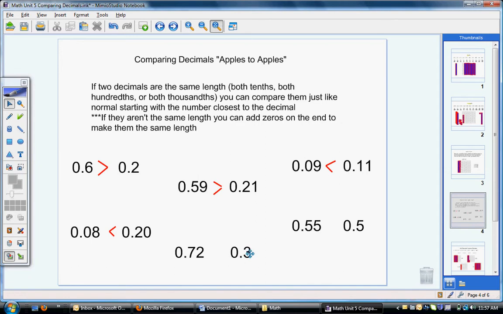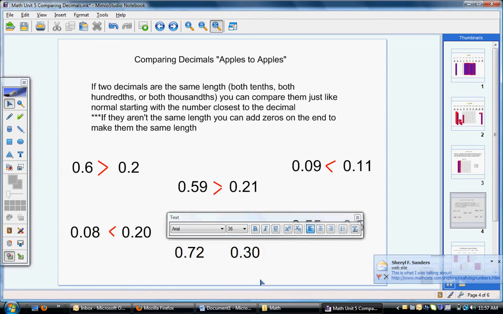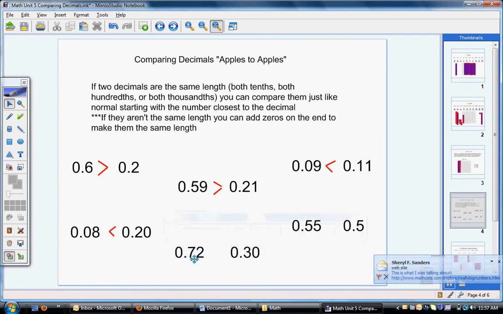If you were thinking I needed to add a 0 to this number, you would be correct. I can add a 0 and it doesn't change anything at all. Now it's easy for me to compare 72 hundredths or 30 hundredths. Well, the 7 is the one right next to the decimal place, and it's bigger than the 3, which is right next to the decimal place. And I know that 72 is bigger than 30, so I know 72 hundredths is greater than 30 hundredths.